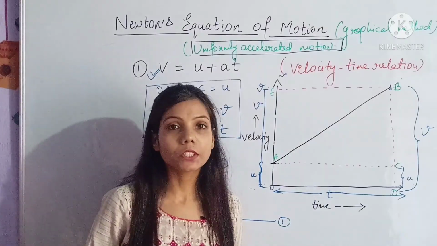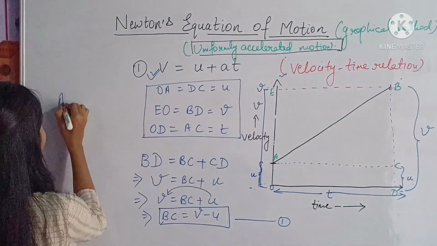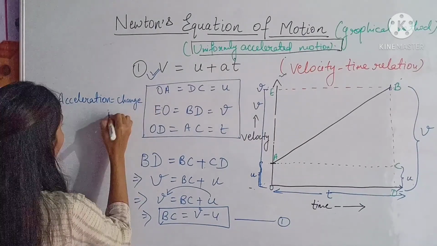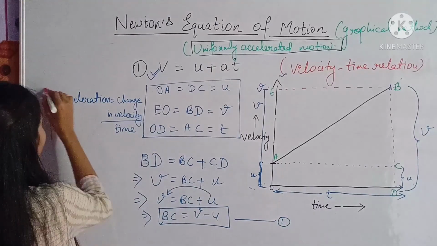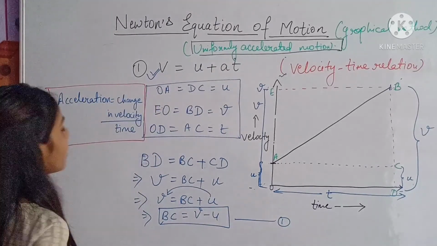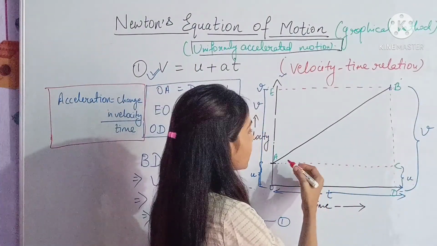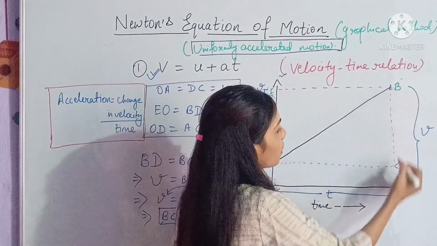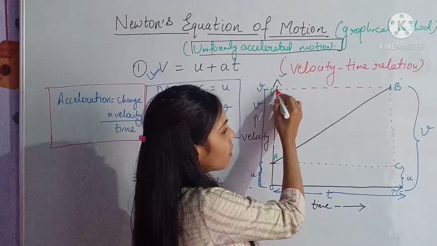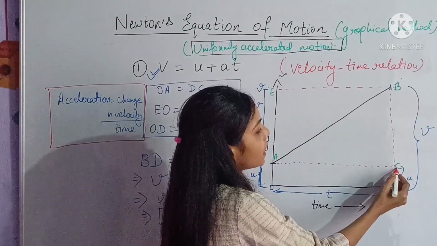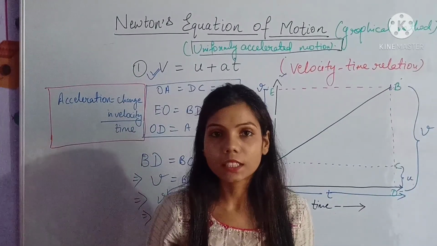Also we know the expression for acceleration. That is, acceleration is equal to change in velocity divided by time. So from this expression we can derive the change in the velocity. In this graph, the change in the velocity has been taken from C to B. This was the initial point and this is the final point, right? So the change in the velocity has been taken from C to point B. That is, BC is the change in the velocity.